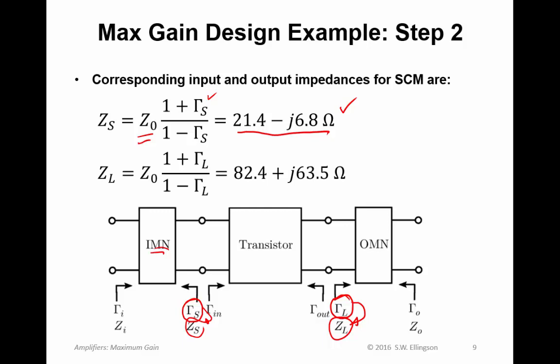Similarly, we can compute the load impedance, Z sub L, and we find that that is this value, 82.4 plus j 63.5 ohms. Again, it's complex, so the OMN is going to be a complex to real matching network.